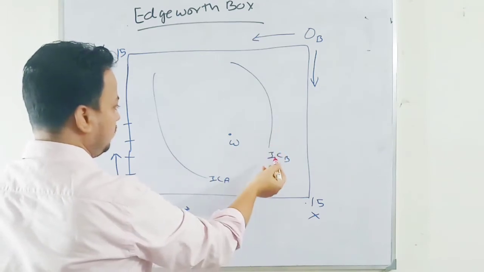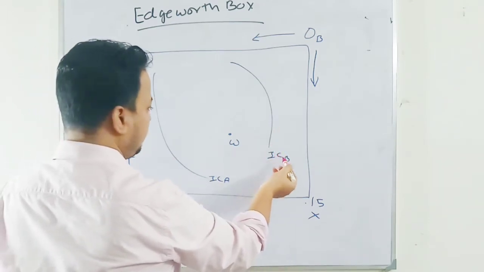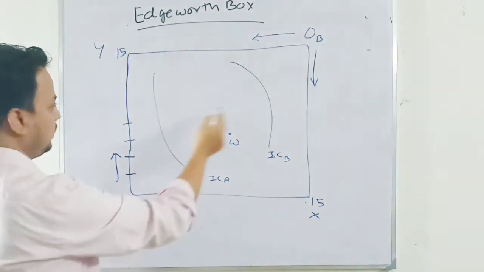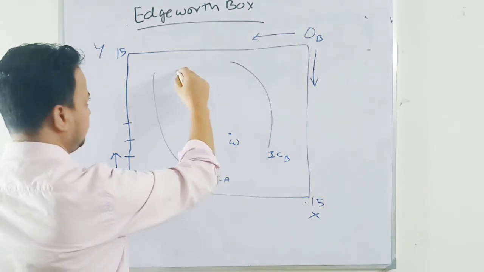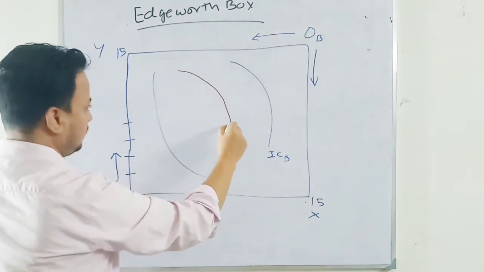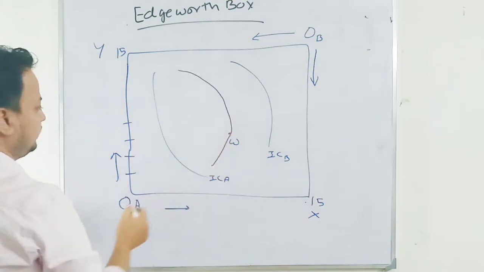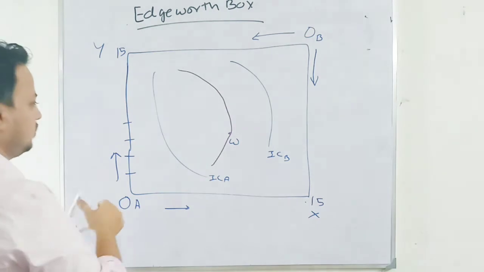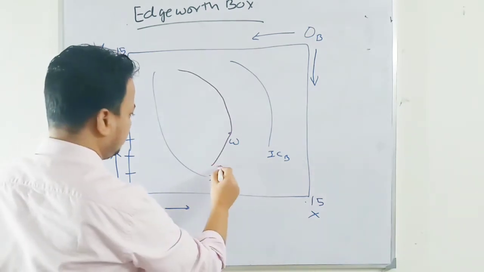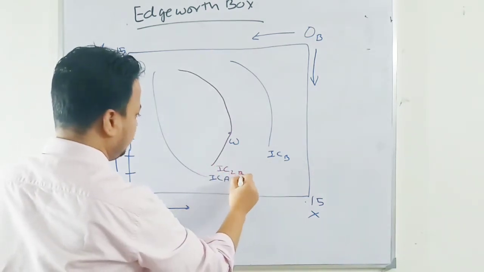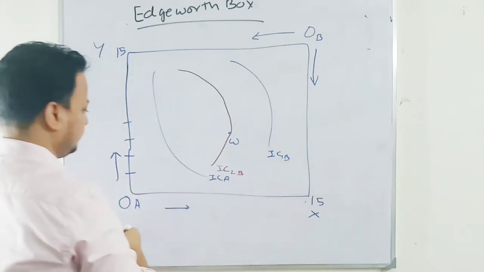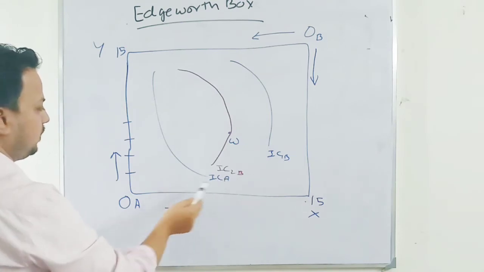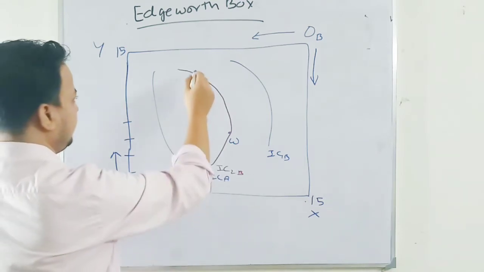I will represent the demand for consumer B with red pen, and with black pen the demand for consumer A, passing through the endowment bundle. This is the endowment bundle. Suppose this is IC2B, and this is IC1B. This is IC1A, the first indifference curve of consumer A, and let me draw the second one.